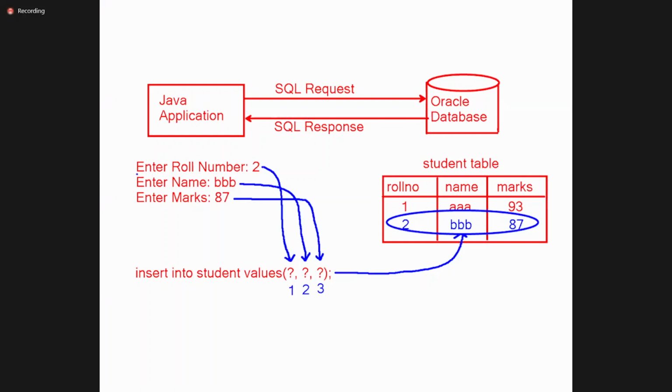Enter roll number, you will enter one roll number. Enter name, you will enter the name. Enter marks, you will enter marks. These values we have to set. Then this query we have to execute. Then this record is going to be inserted in the database. This is our task.